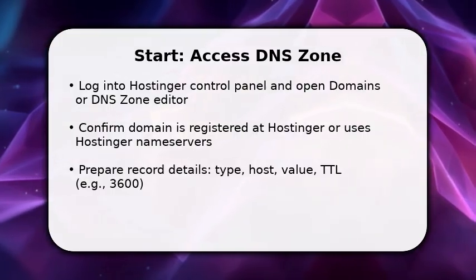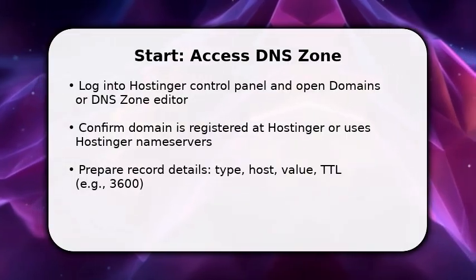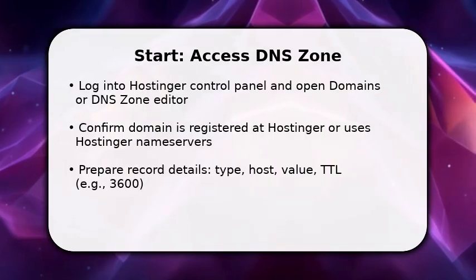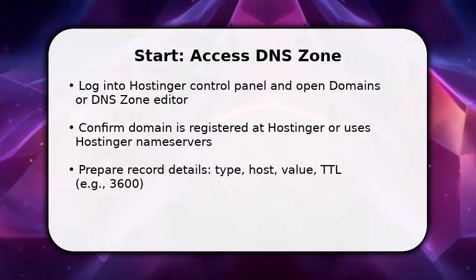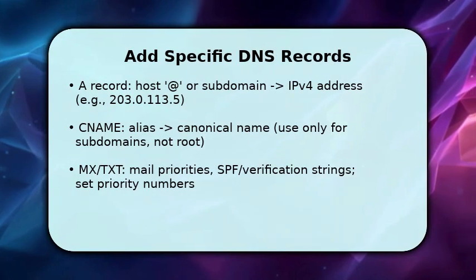3,600 seconds is common. Once done, choose the domain from the list and click Add New Record. You're now positioned to create DNS entries. Proceed without delay so you don't lose context. Now add the precise record types.